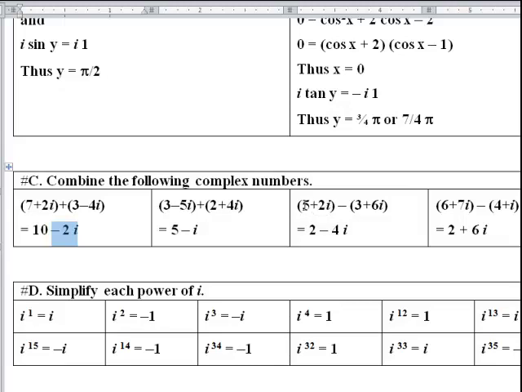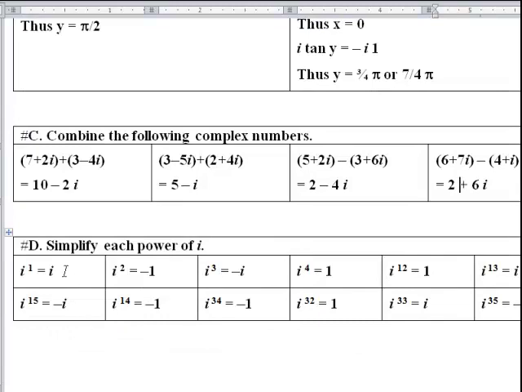plus 4i. 5 minus 3, 2i minus 6i, and there it is. I don't think I have to say that out loud. 6 minus 4, 7i minus 1i, and there you go.